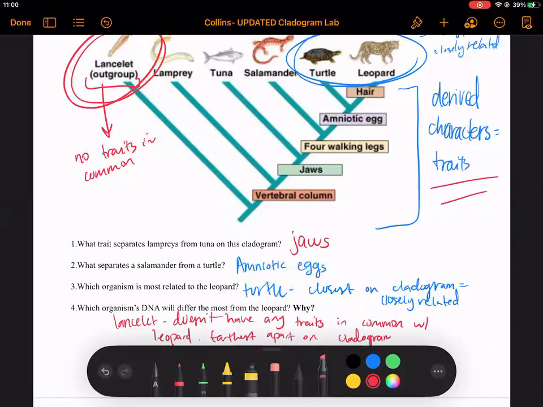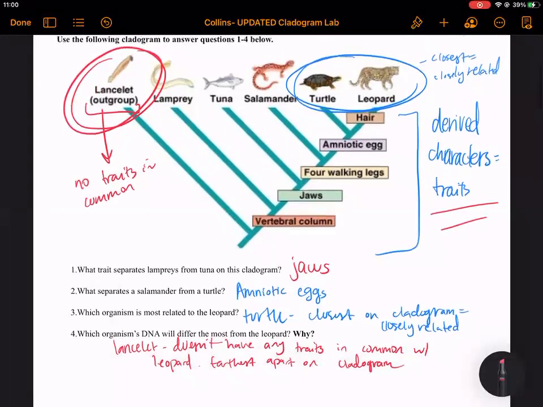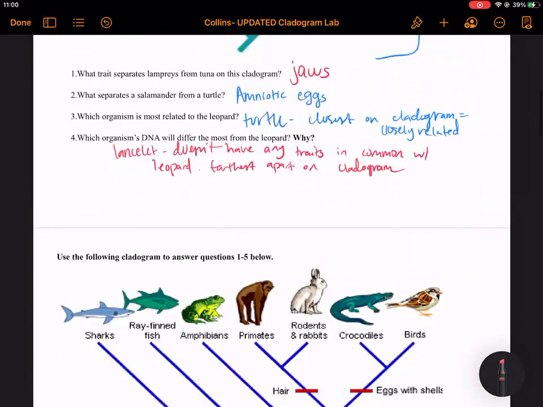All right, what questions do we have about numbers 1 through 4? Yes, Becky, you can unsubmit and then edit it. All right, let's go ahead and move on to our next cladogram then.